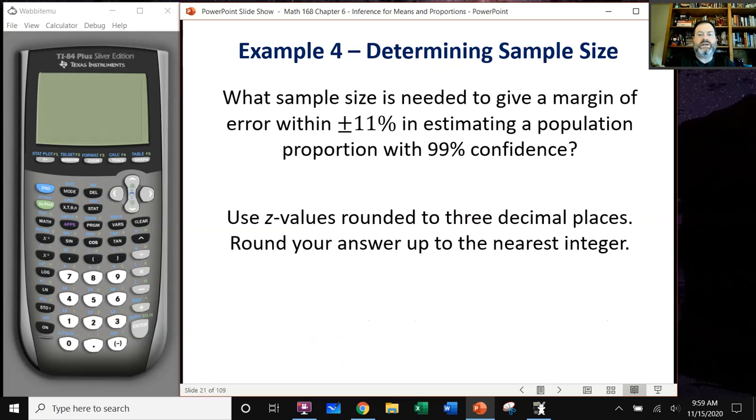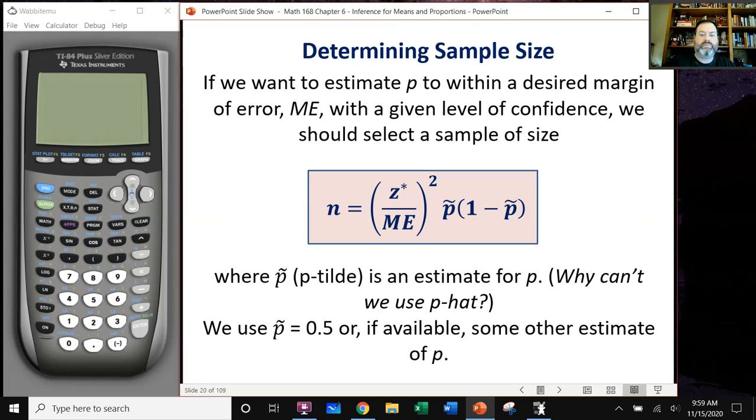What sample size is needed to give a margin of error within plus or minus 11 percentage points in estimating a population proportion with 99% confidence? So I'm just going to take all of this stuff and plug it into this formula. It's a 99% confidence interval. What's Z star for 99%? If you didn't say it out loud, you need to go look this stuff up. It's 2.576.